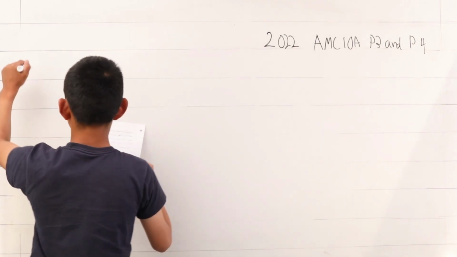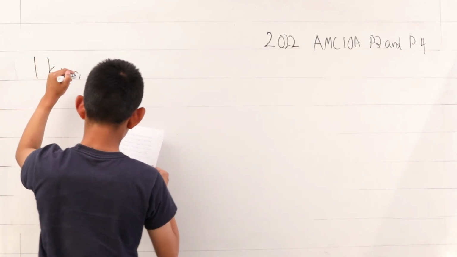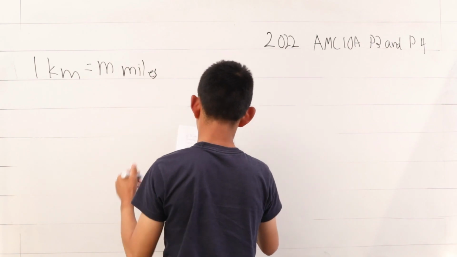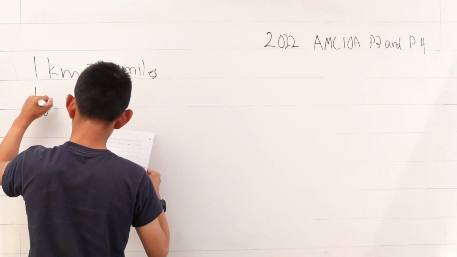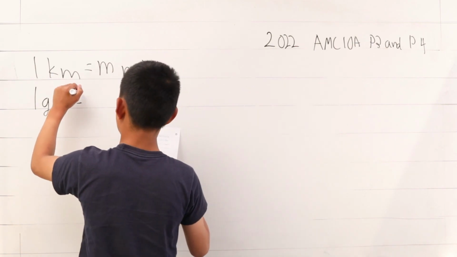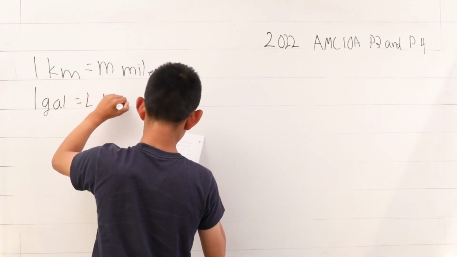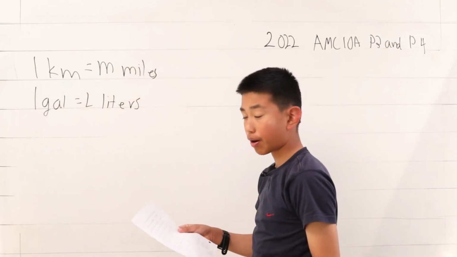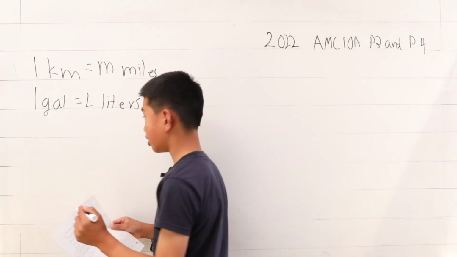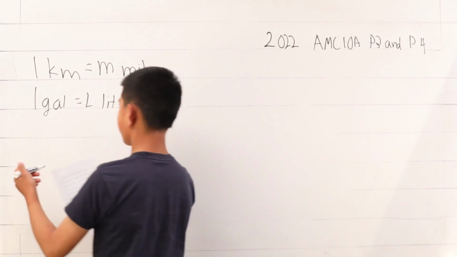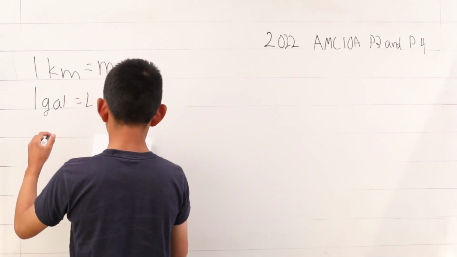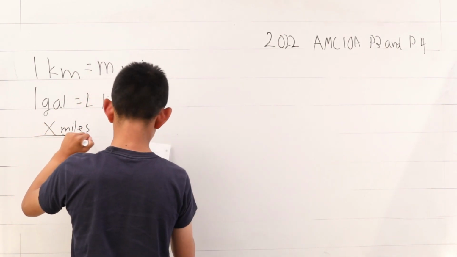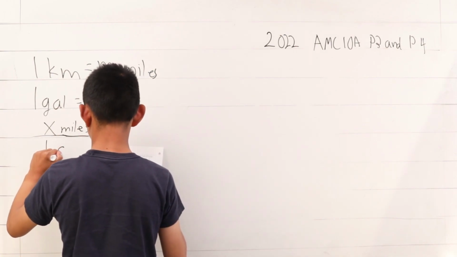So basically, the first thing we do is write the first two things we suppose. Suppose that 1 kilometer is M miles and 1 gallon is equal to L liters. Now, we have the fuel efficiency that gets X miles per gallon. Usually, it's distance over gas consumption. So we have X miles over 1 gallon.